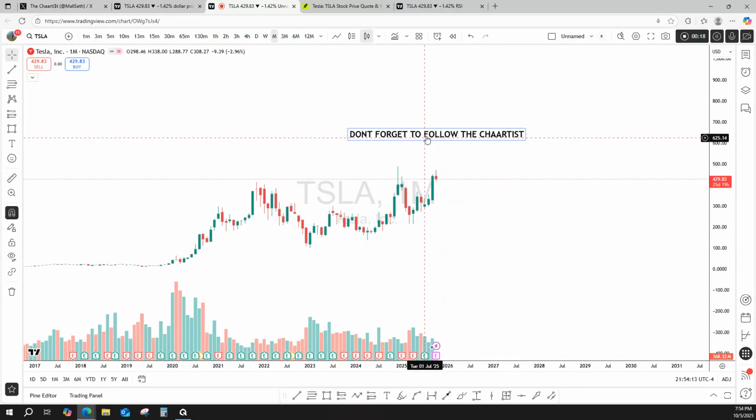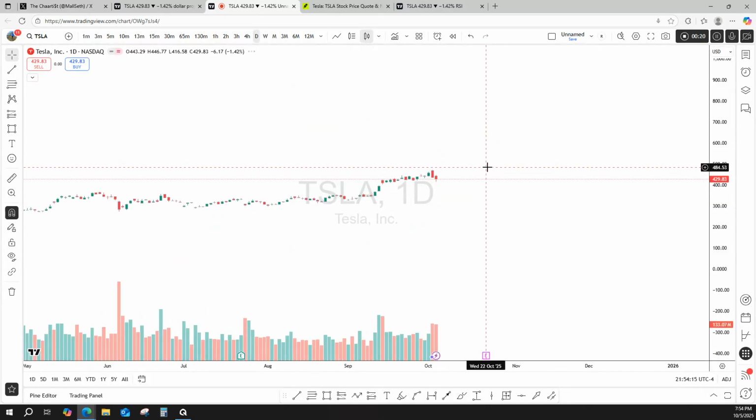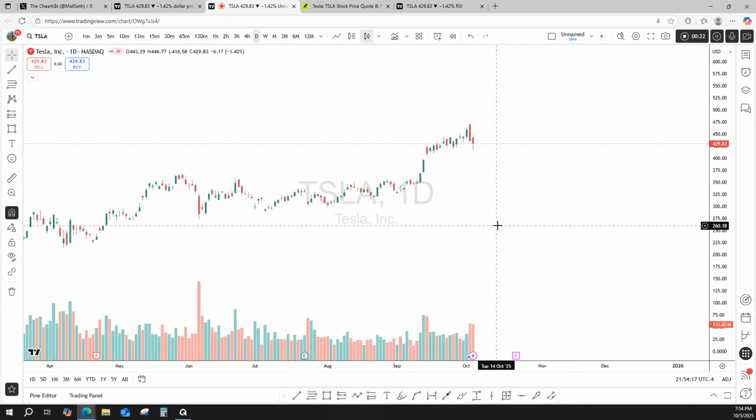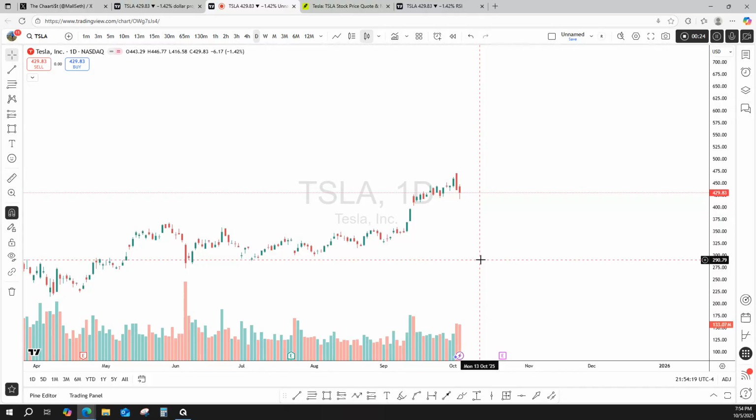So let me switch the time frame to daily. So now I am on daily time frame, and I'm a price action trader. If you're listening to me for the very first time, whatever indicators you see on the screen, they're just there to understand the psychology of other traders.